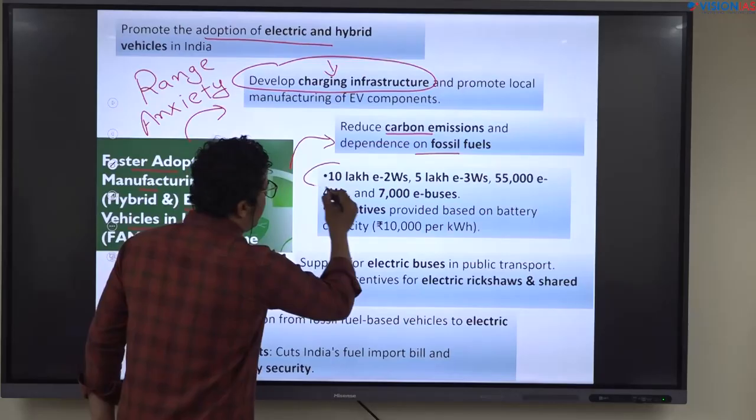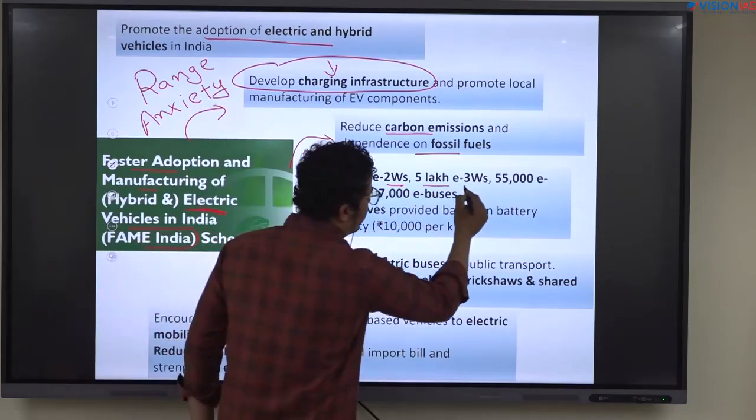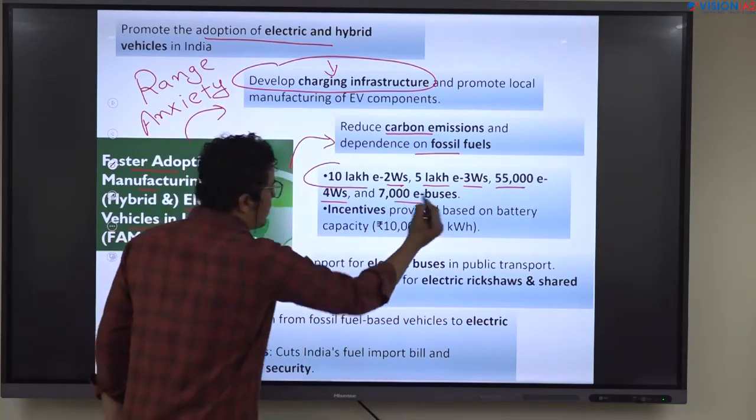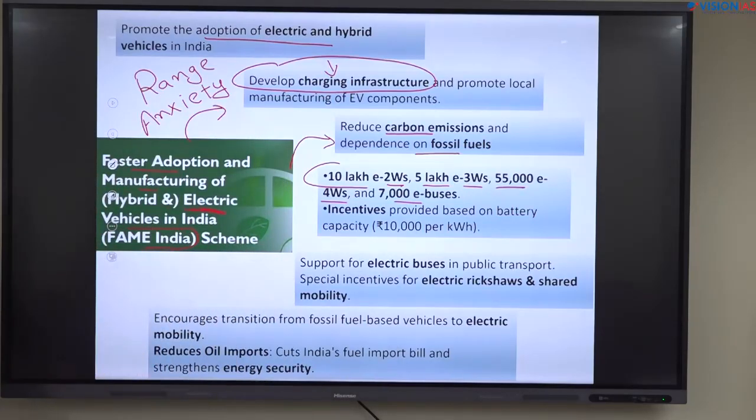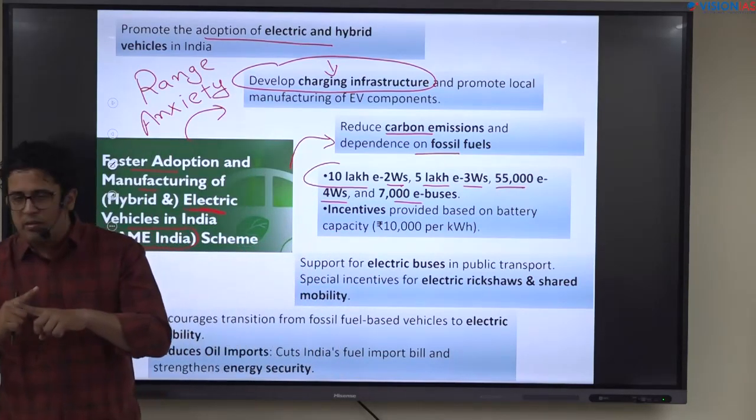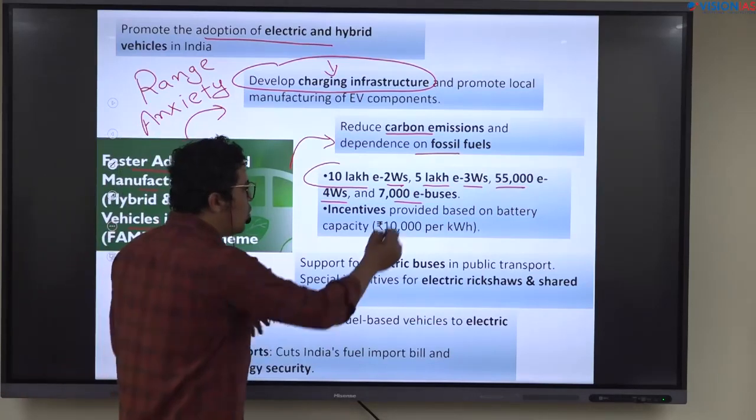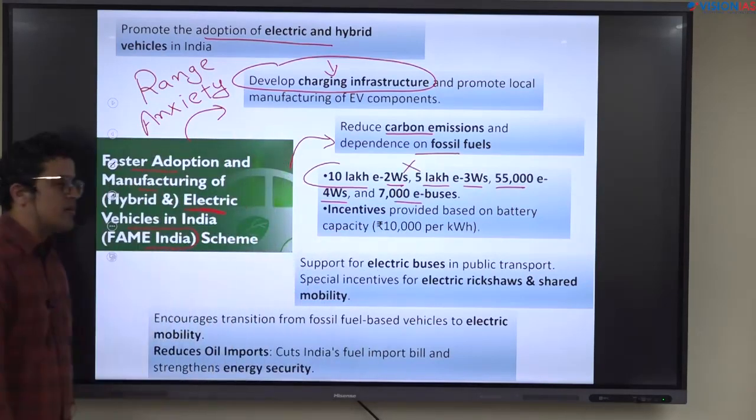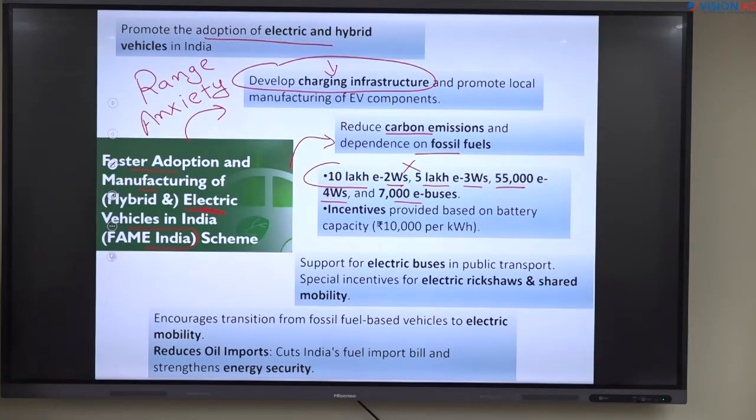It says 10 lakh two-wheelers, 5 lakh three-wheelers, and four-wheelers and electric buses would be manufactured. This is the target. See, the number which I have written here is just for your understanding. Whenever you read schemes, whenever you read about any initiative, don't remember numbers. No one asks you numbers. No one asks you percentages. This is just for your understanding. Okay, this is what we want to do. You don't have to memorize this. In short, you can take out that this is about manufacturing of electric vehicles. Percentages, numbers, no one asks.